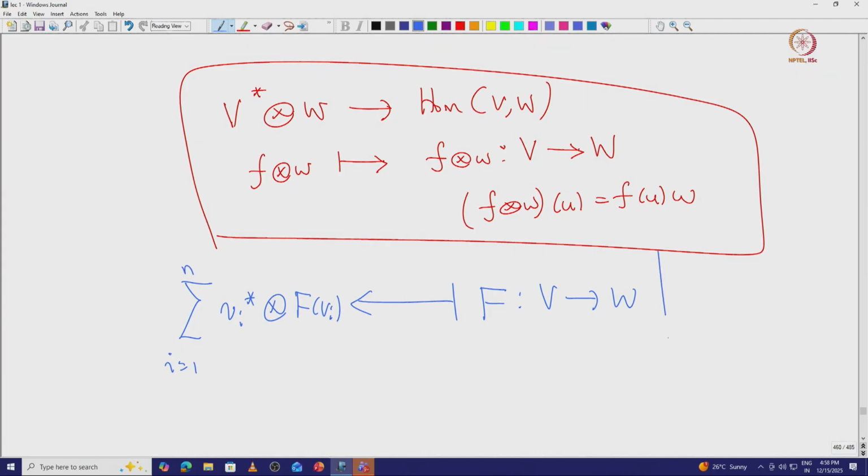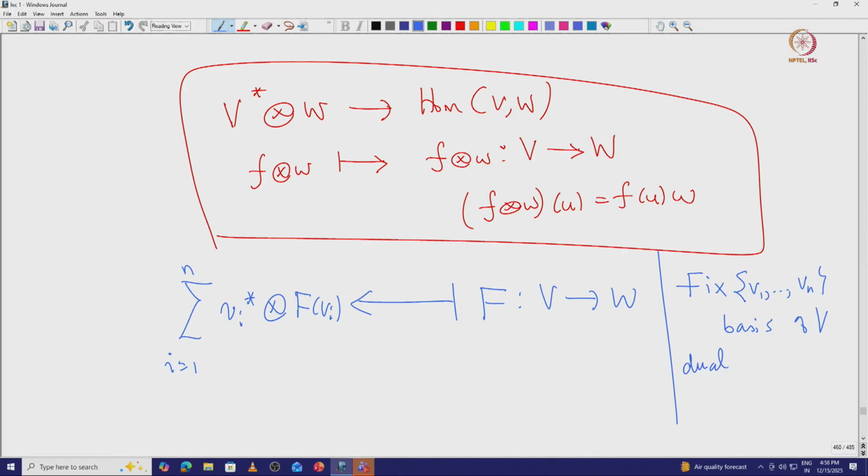Let us fix a basis. Here we are making a choice. Fix a basis v_1, etcetera, v_n. This is the basis of V. Then we have a natural dual basis of this basis for V star.